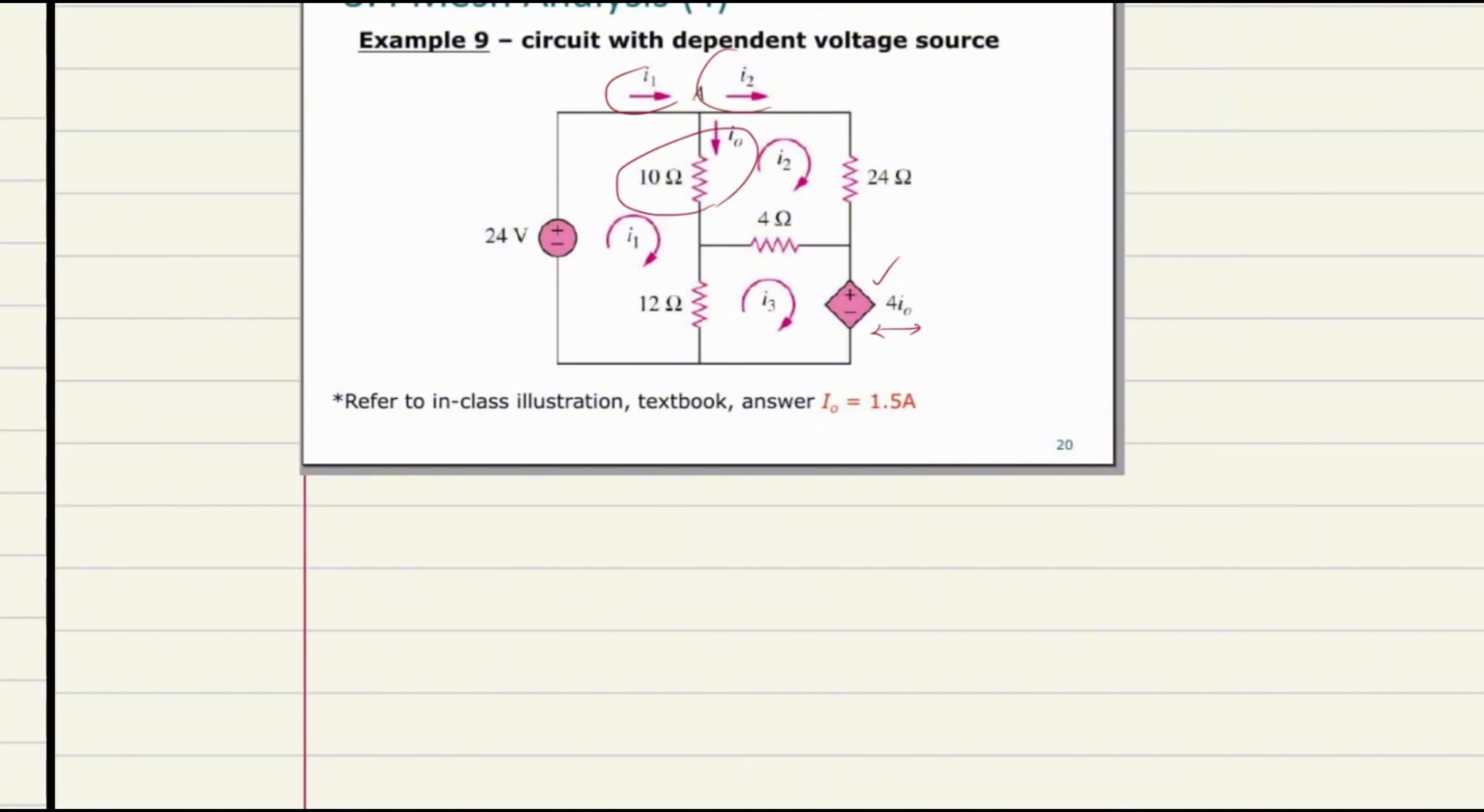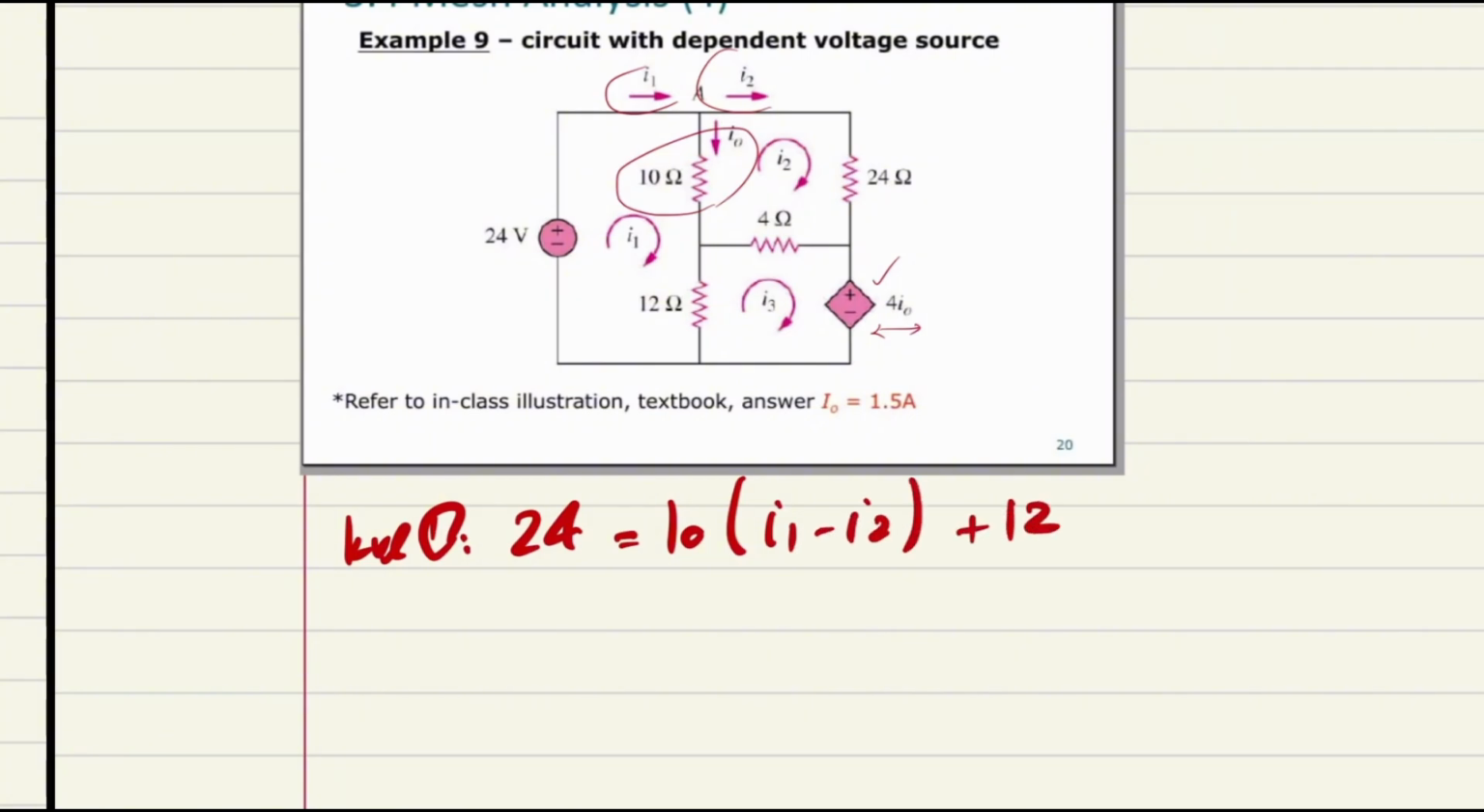We do have 3 meshes, one this one and another this one. Let's write it down and try to solve them based on that. So for the first KVL, we do have it through the I1. So the KVL number 1 says that 24 equals 10 times, as you can see over here, 10 ohms, I1 subtracted by I2, then plus 12 times I1 subtracted by I3, right?